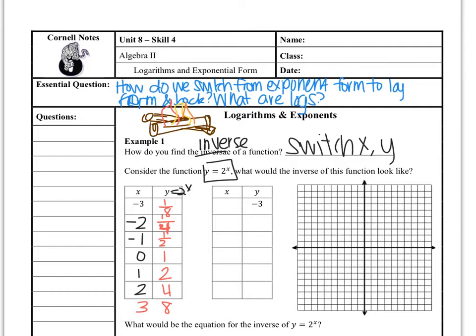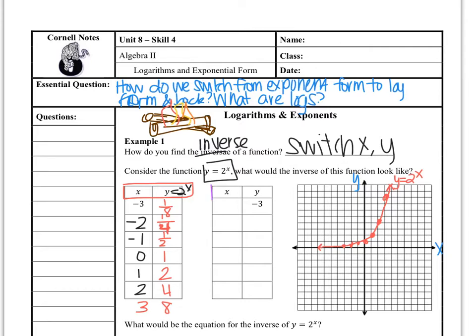So go ahead and plot this. So pause and plot. So I've got mine plotted. I noticed that it's getting really close to 0 as we go to negative infinity on x's, but it's never going to hit 0. So that's like an asymptote. And then we're looking at the inverse.